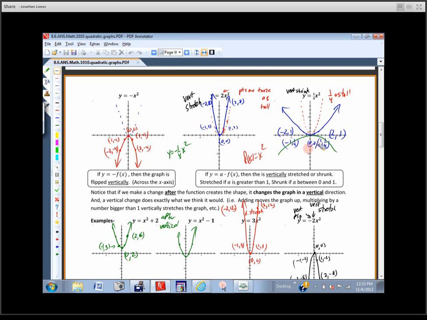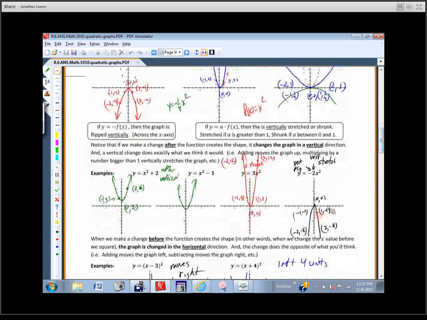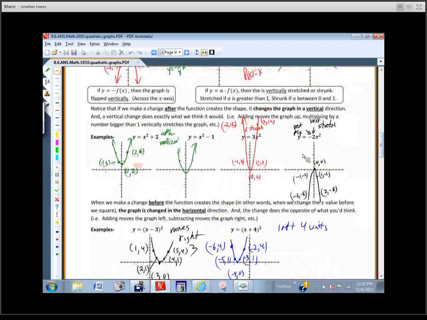Okay, and then we talked about what would happen if we put a negative in front of this. It would make this wide shape, same as that blue one right there, just open down because it's been vertically flipped. Okay, so we talked about the difference between vertical changes. These are all vertical changes.